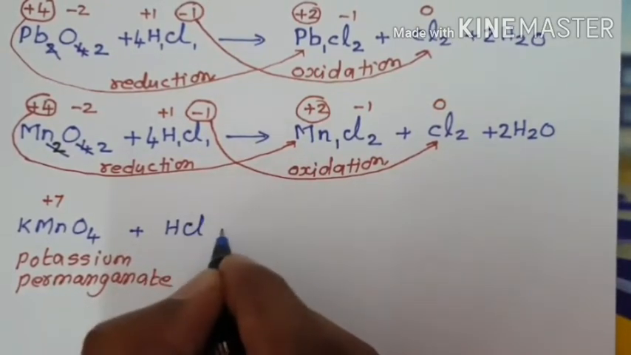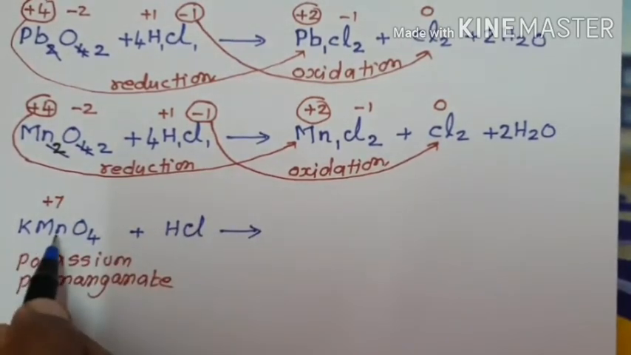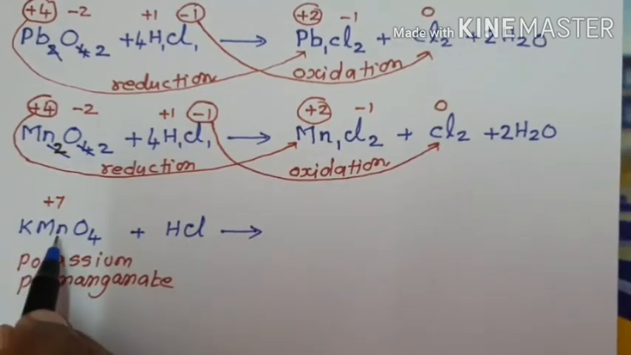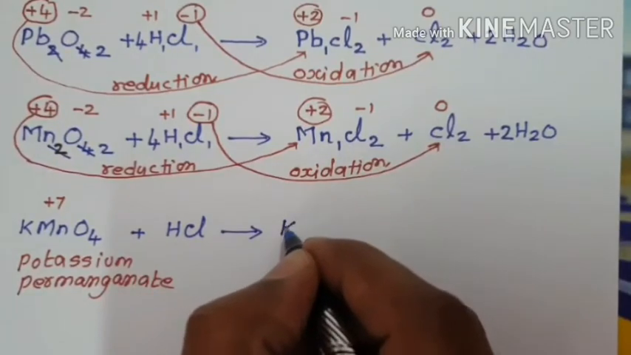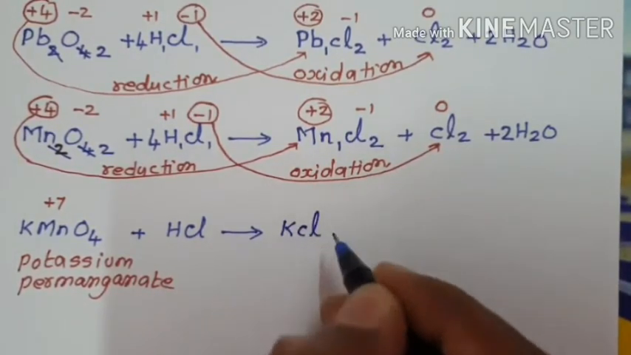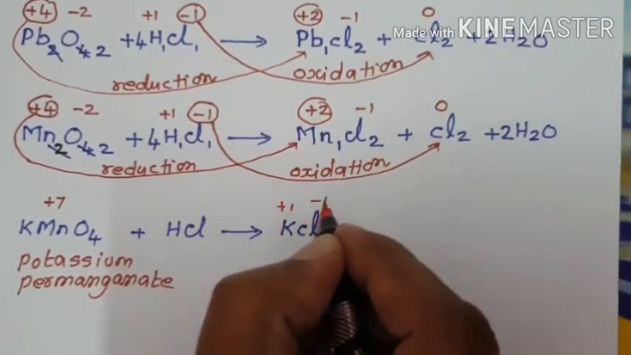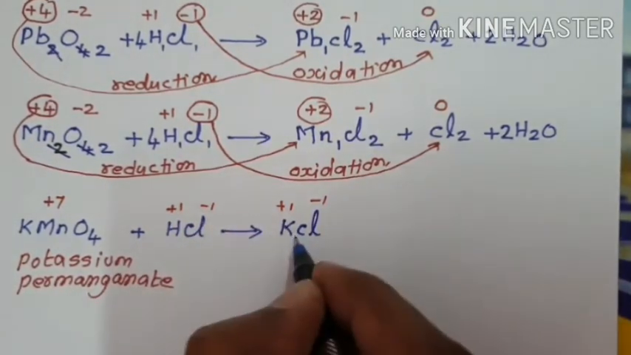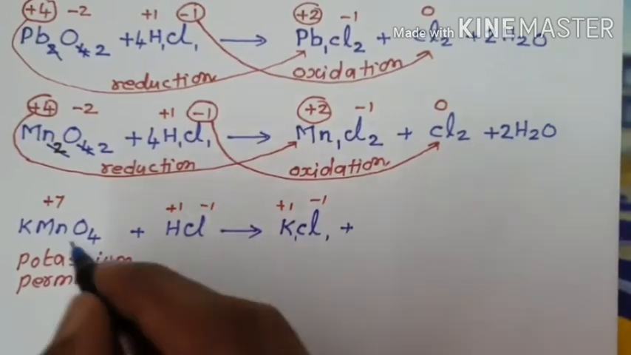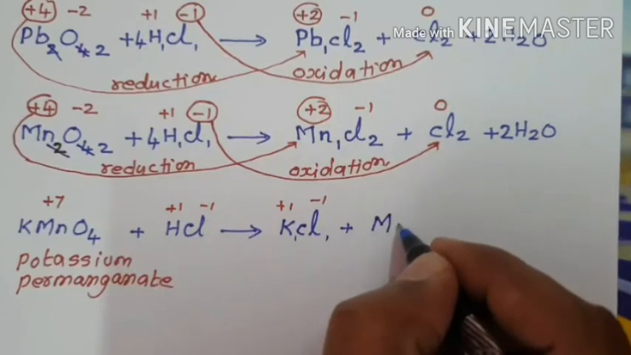hydrochloric acid or hydrogen chloride, we have two metals on the left hand side. One is potassium, another one is manganese. So potassium metal is always converted into metallic chloride, KCl, potassium chloride. Potassium plus 1, chlorine minus 1, like hydrogen chloride. When we write in class 1 1, plus one more metal we have Mn, manganese, which undergoes reduction.